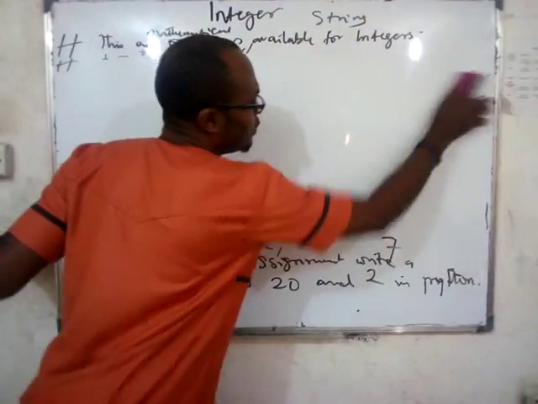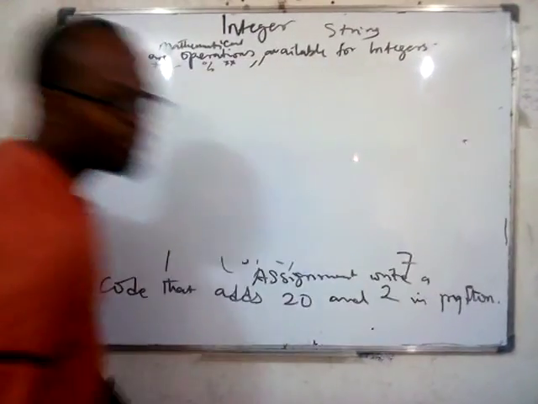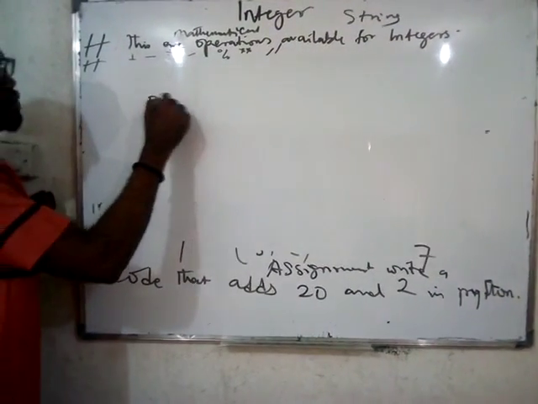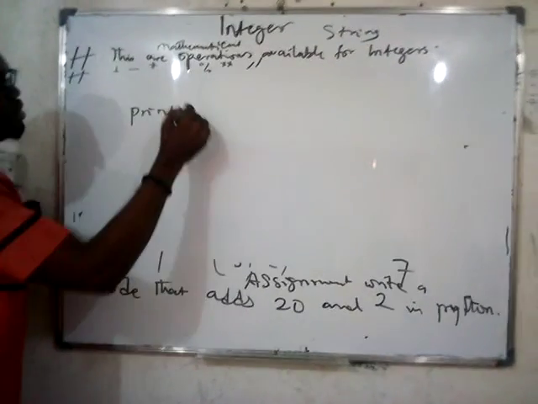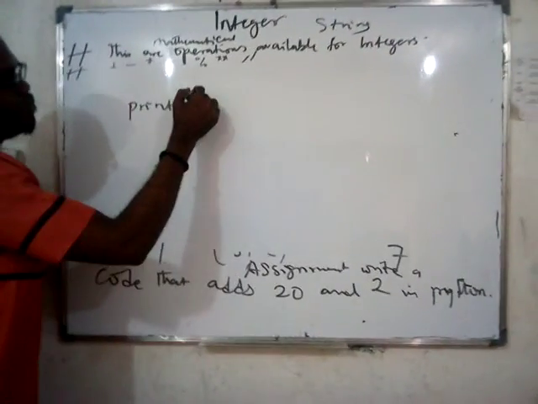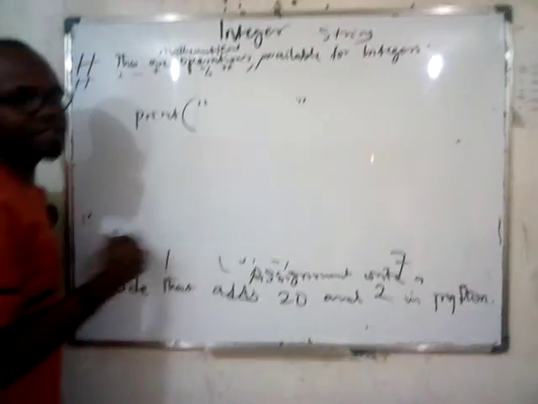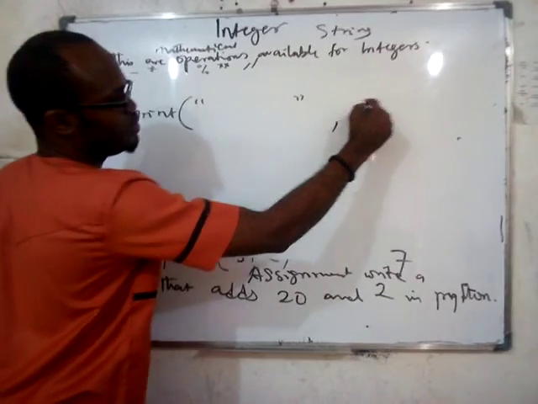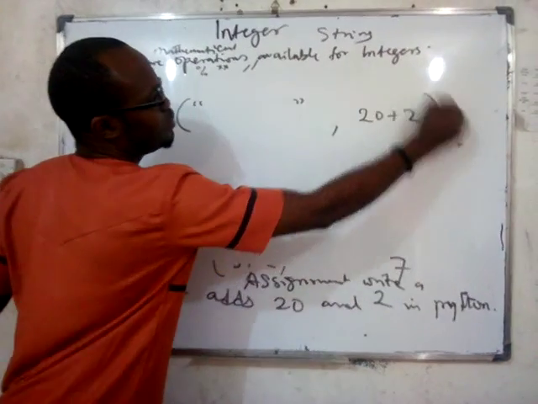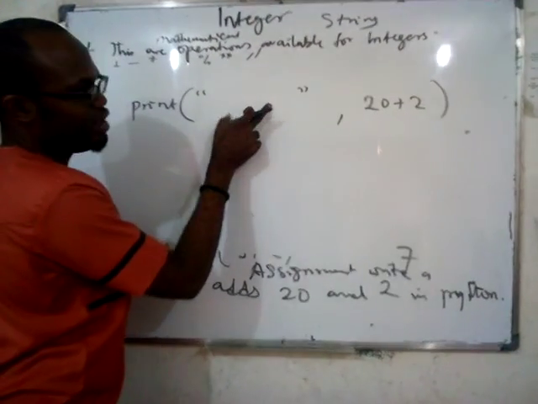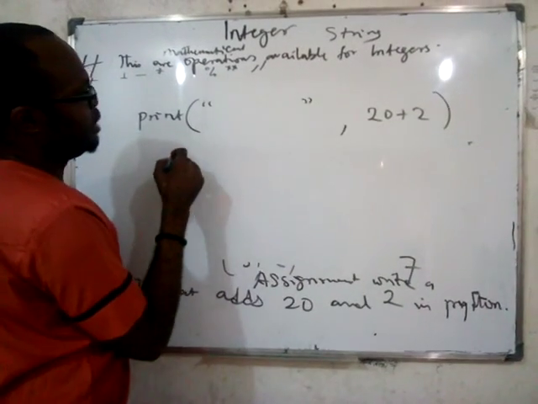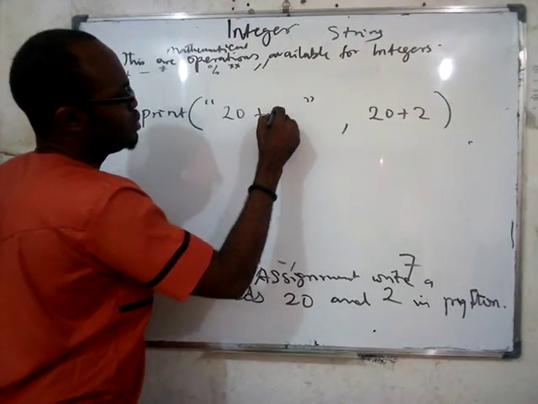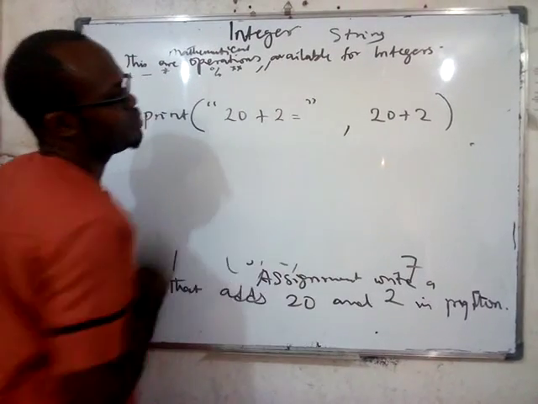So how should I write that code? Let's write it. A code that adds 20 and 2. Very simple. I will just say what? Print in brackets. I'll put double quotes for the string, is it not? Put a comma and do the actual calculation, which is 20 plus 2. Then what do I write here that will make this code readable? I will just say 20 plus 2 equal to.